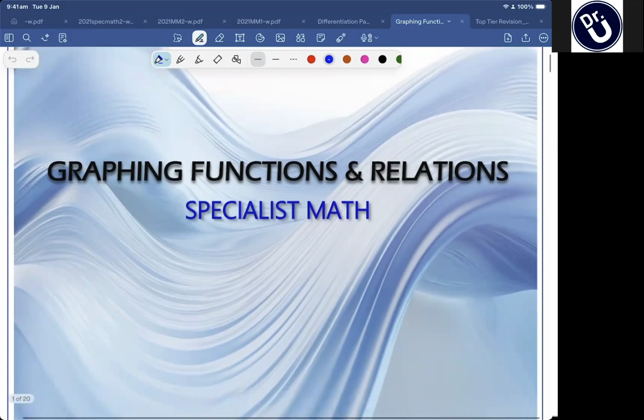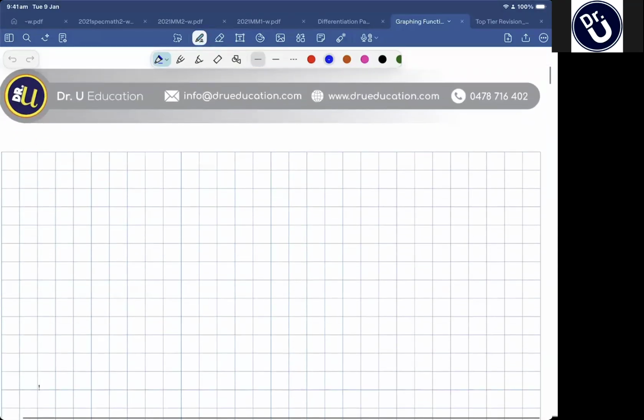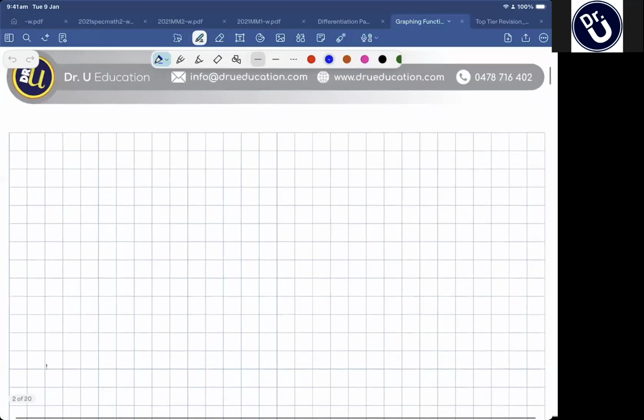Okay, so graphing trigonometric functions, right? Firstly, we'll try to understand the sine inverse function. Y is equal to sine inverse function. So we'll discuss the sine inverse function here.